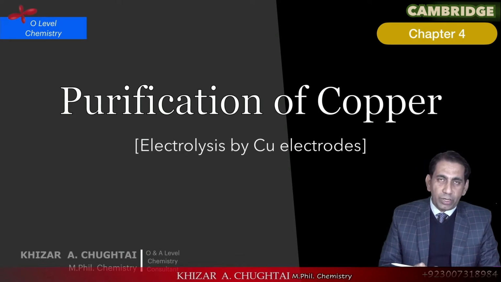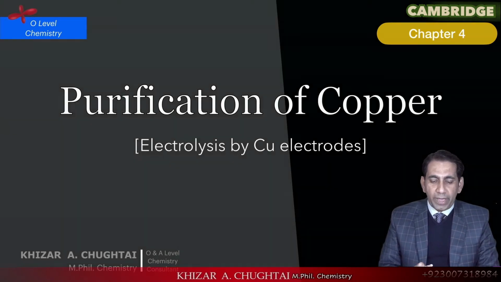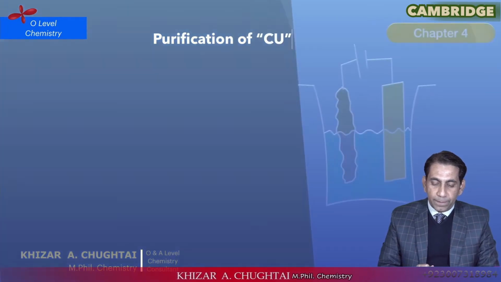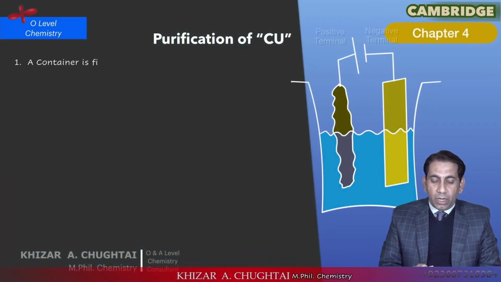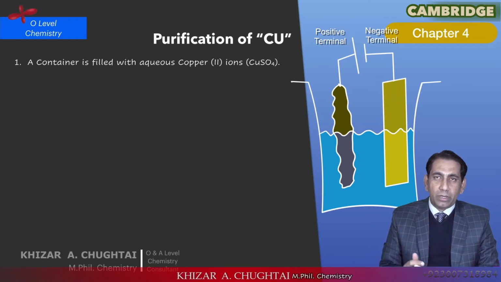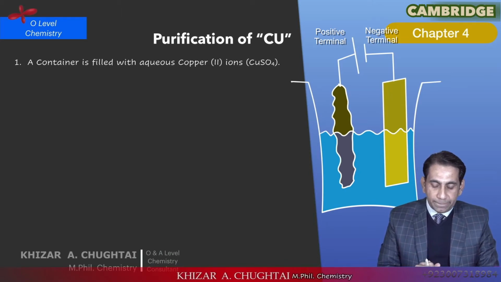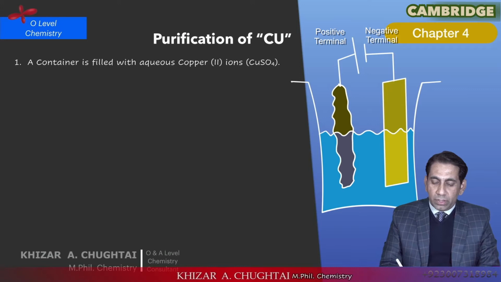In this mechanism, we are going to use copper rods in a solution that contains copper 2 aqueous positive ions. In purification of copper, a container is filled with aqueous copper 2 ions. It may be copper sulfate, copper nitrate, or copper chloride. Any aqueous soluble copper salt should be there. So the electrolyte has copper 2 positive ions in it.